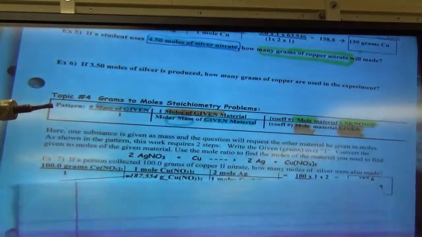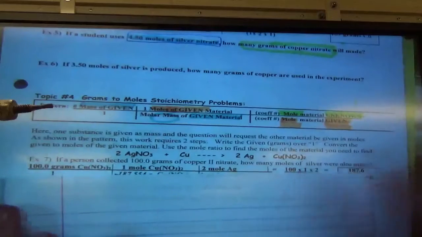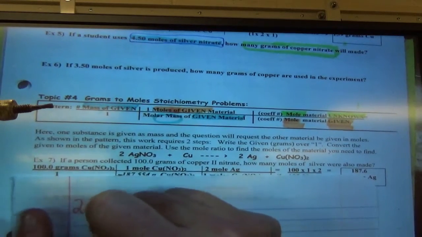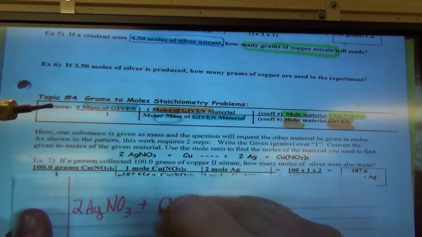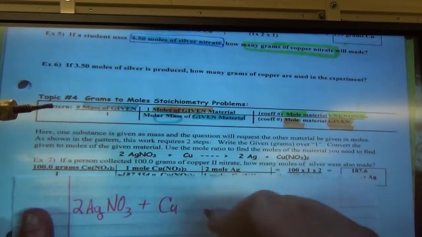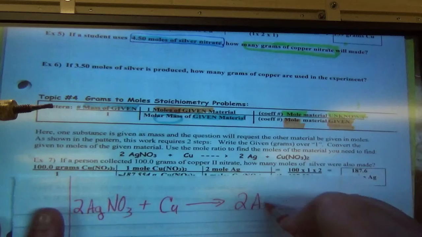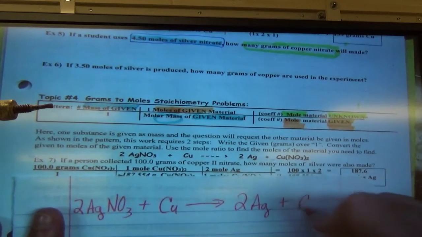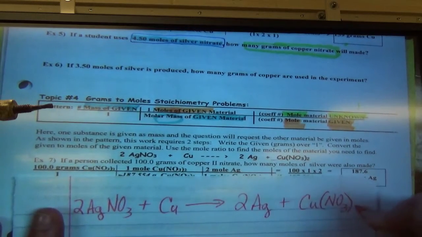All right, so I'm doing number 8. Okay, we're using the same equation where 2 moles of silver nitrate react with 1 mole of copper, because there's no number, that means 1. Okay, that reacts to make 2 moles of silver plus, notice, 1 mole of copper 2 nitrate. Exactly the same equation, but different questions.